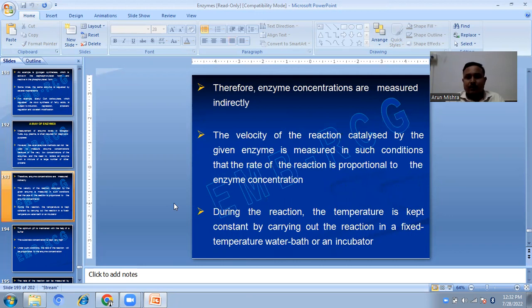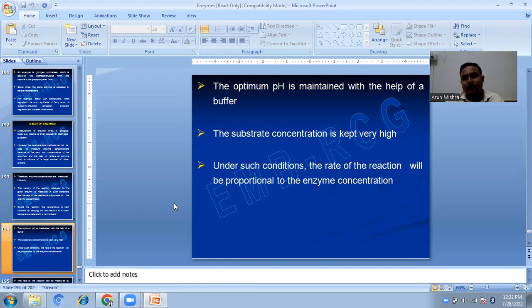The velocity of reaction catalyzed by the given enzyme is measured in such conditions. The rate of reaction is proportional to the enzyme concentration. During the reaction, the temperature is kept constant by carrying out the reaction in a fixed temperature water bath or incubator. The optimum pH is maintained with the help of a buffer. The substrate concentration is kept very high. Under such condition, the rate of reaction will be proportional to the enzyme concentration.